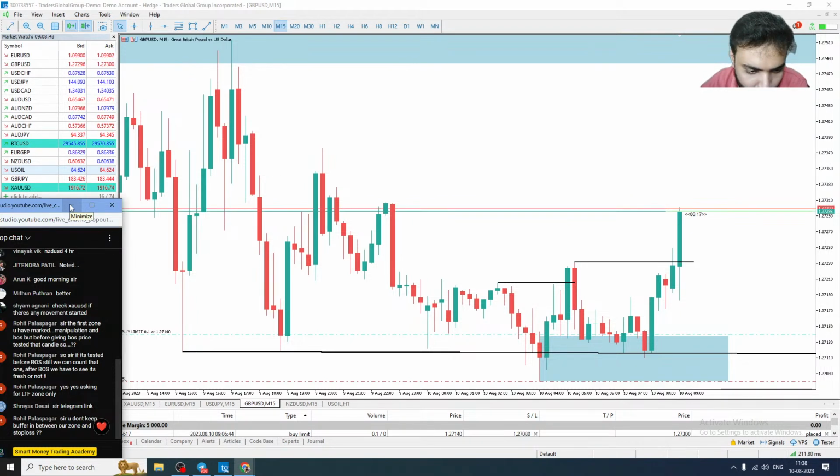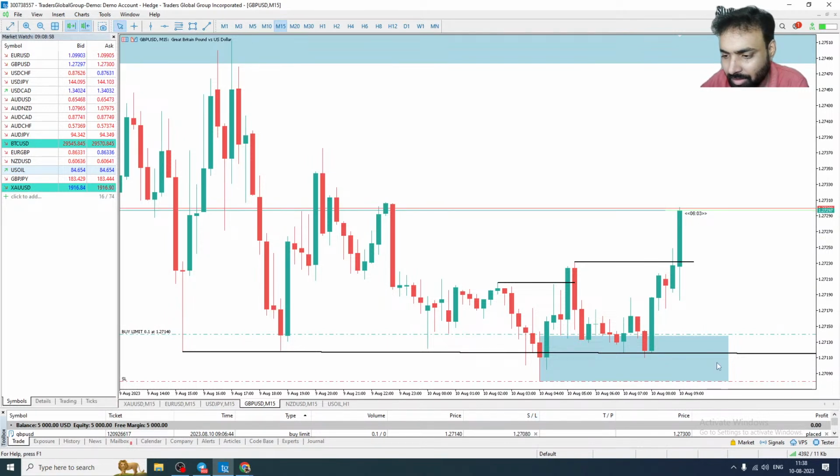Sorry, you don't keep a buffer between our zone and stop loss? Usually I don't do that, because even if a stop loss hits, I allow it to hit. The thing here is a $6 stop loss, which is very decent. So why do we need to give more buffer?